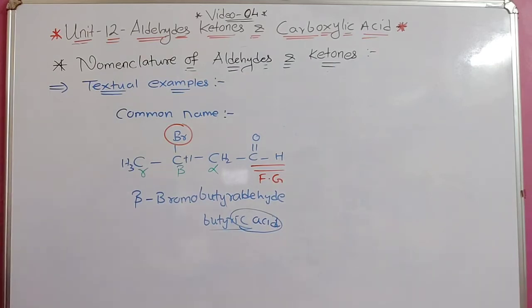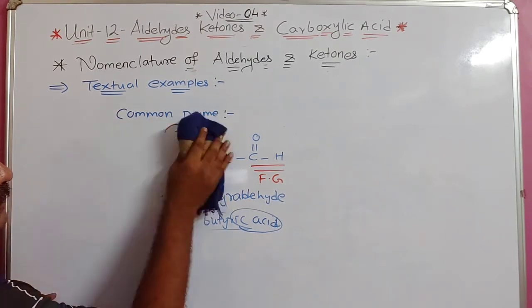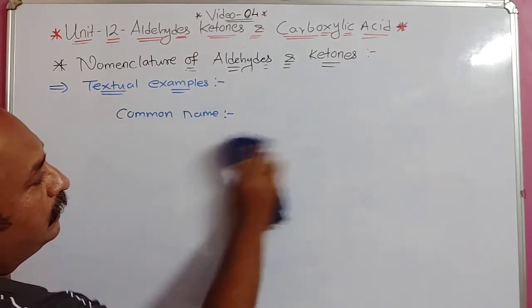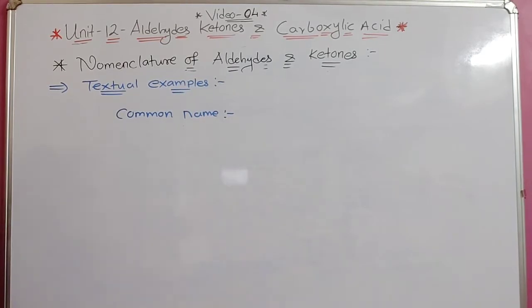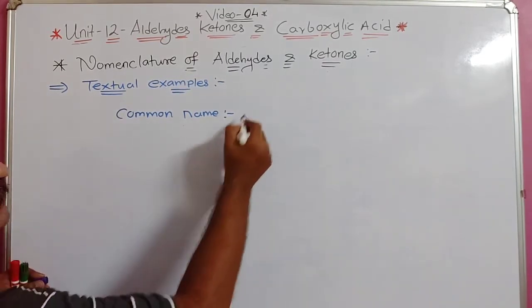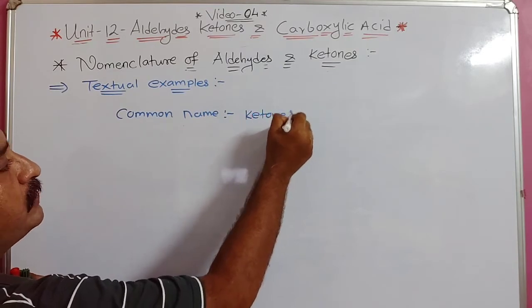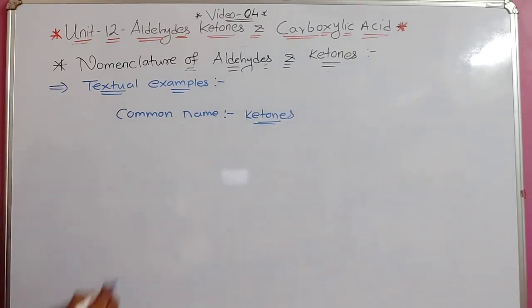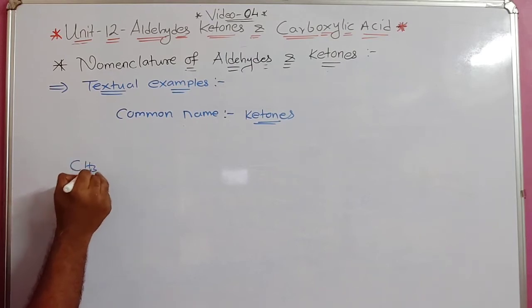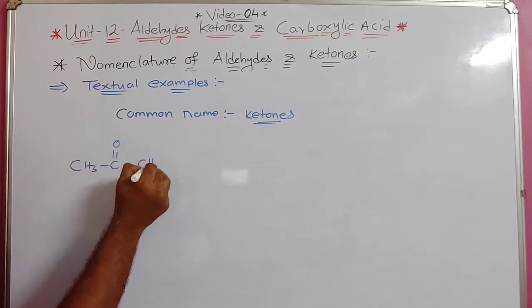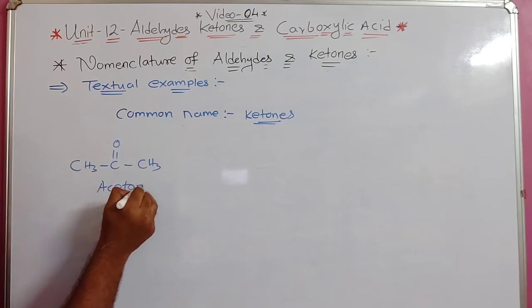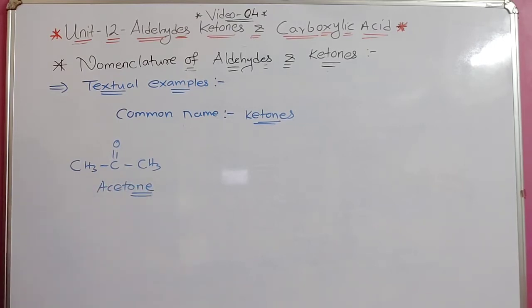Now the next examples given in the textbook are about ketones. All we discussed so far was about aldehydes. Now we are going to discuss the common names of ketones given as examples. The first one is written as CH3, C double bond O and CH3. We use the word acetone. This is a common name.